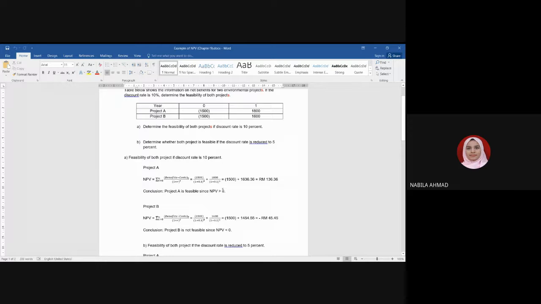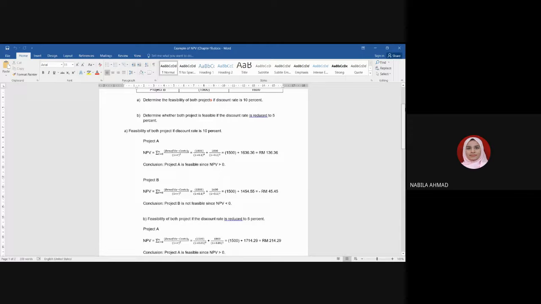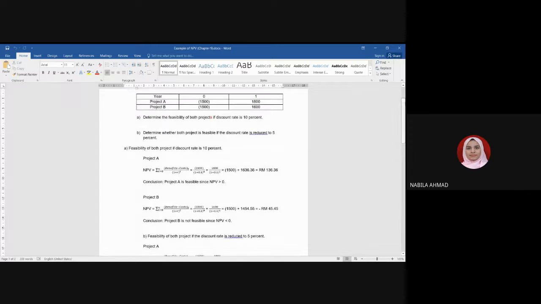So the value is greater than 0. If we use NPV, the present value of net benefit, PVNB, okay, so we use that one. Present value net benefit, PVNB, or NPV, it is the same. So its value is greater than 0, so we say it is feasible. For project B, it is the same formula. We get negative 45.45. So we say the value is less than 0, therefore not feasible for project B.